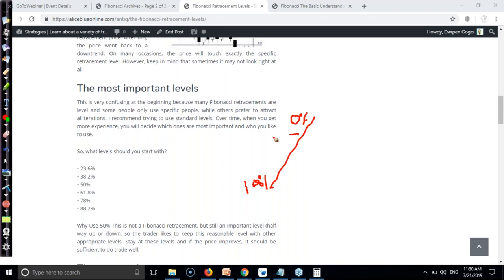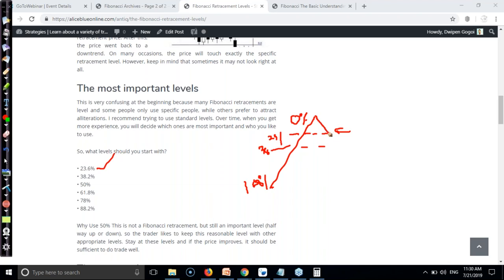Here will be 23%. Next, here will be 38%. This will be a retracement level. When the market is coming down, are you going to buy here? No, we cannot buy here. But the problem is, this point is important, right? Then why are we not going to buy here? Because we are looking for a confirmation. I'll tell you next.